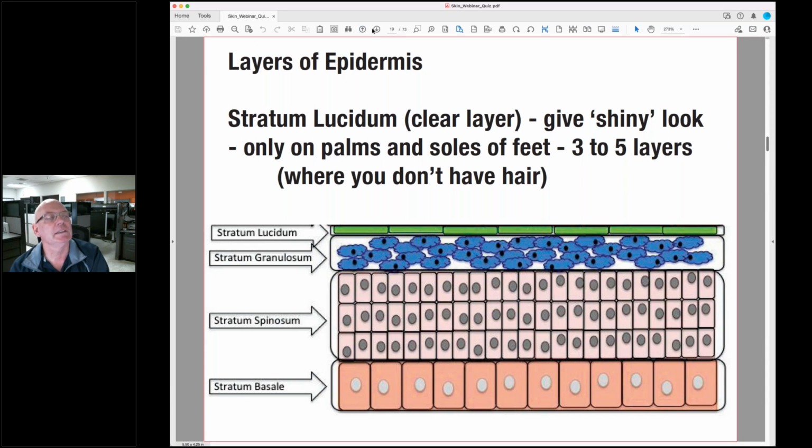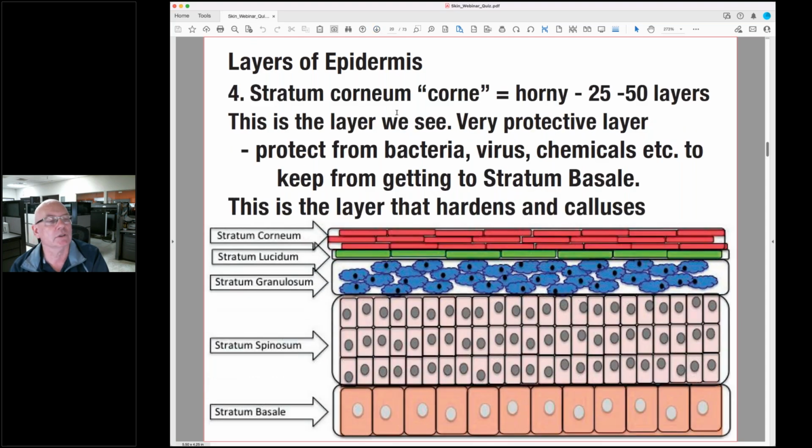All right. And then, a lot of people already answered, the next layer would be the stratum corneum. This is the layer that we see. Protective layer from bacteria, viruses, chemicals. All right. This is the layer that kind of sloughs off, right?